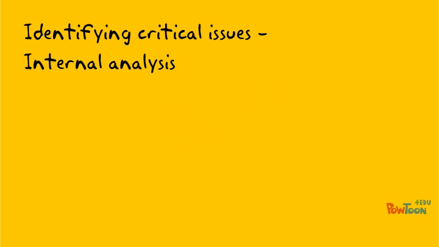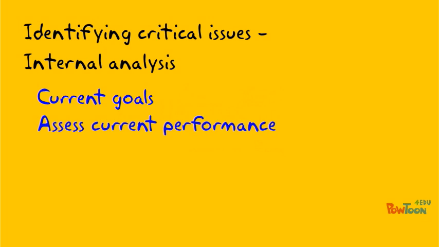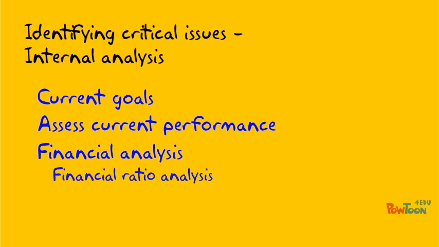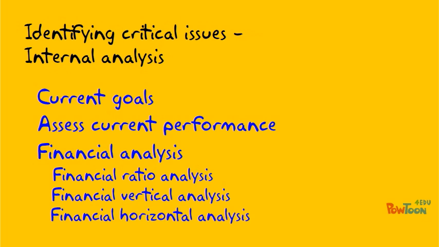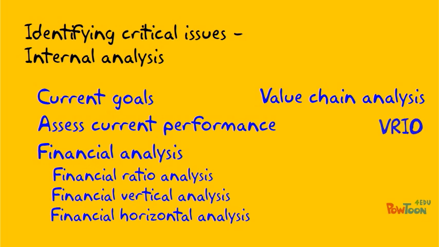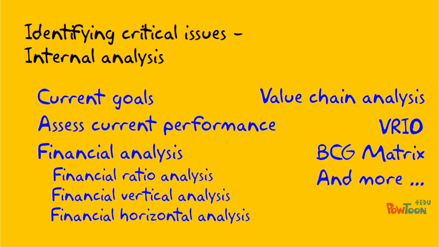This includes looking at the company's current goals, assessing their current performance, performing a financial analysis. This includes a financial ratio analysis, a financial vertical analysis, and a financial horizontal analysis. Perform a value chain analysis. Perform a VRIO analysis and a BCG matrix of their products. Do all these things. Add other types of analyses if you know of others.